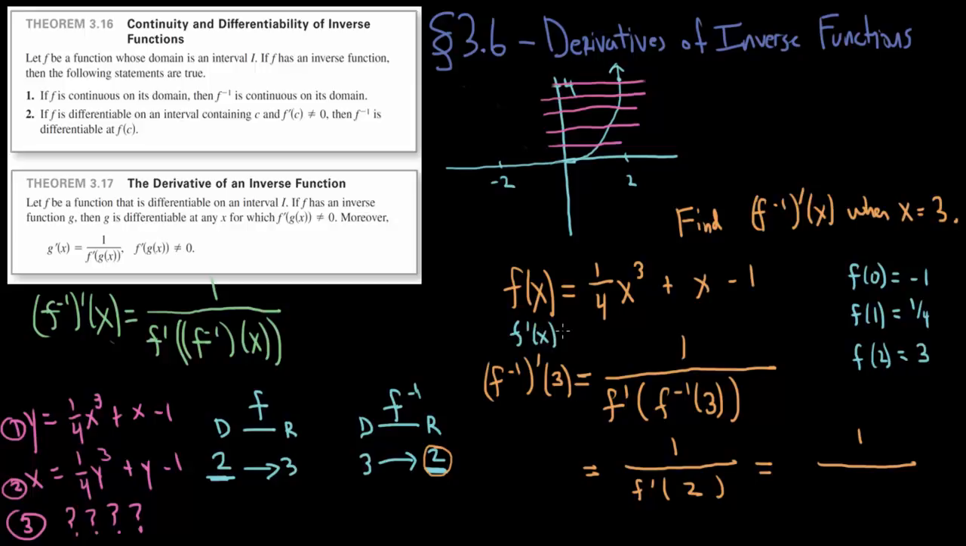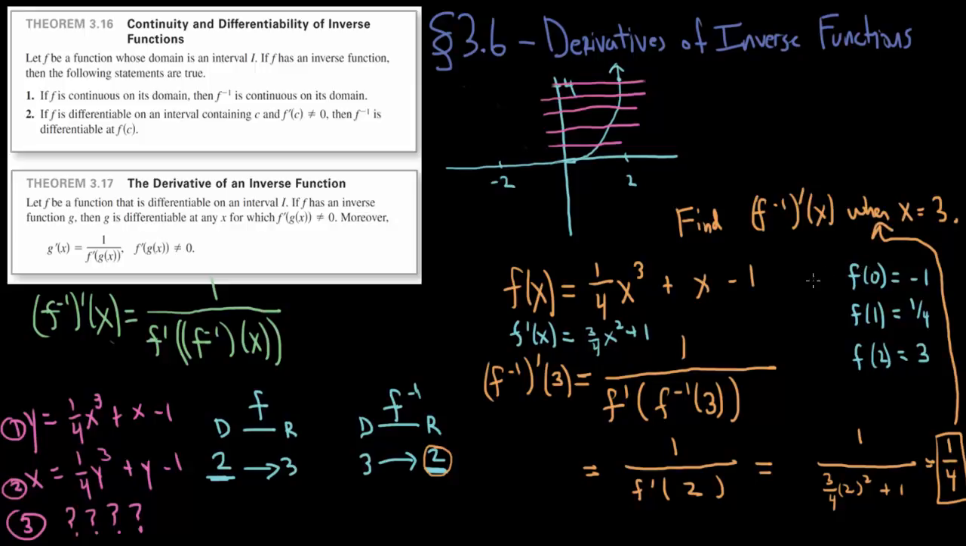F prime of x is equal to what? Well, that's the power rule, so 3/4 x squared plus 1 is the derivative of f. So all we have to do is evaluate that derivative at 2 and we're good to go. So 3 over 4, 2 squared plus 1. Excuse me. So that's what? 4 divided by 4 is 1 times 3, so 3 plus 1 is 4, so 1/4. And there we go. 1/4 is the slope of the inverse function at x equals 3. That's exactly what we were looking for.